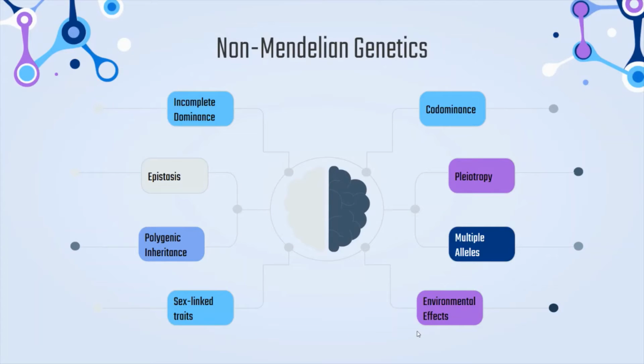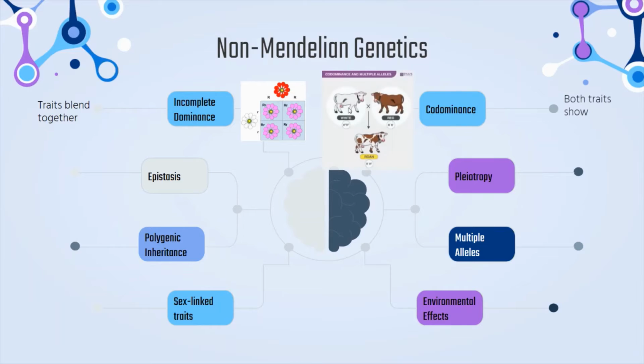Now let's talk about the many types of non-Mendelian genetics, or exceptions to the standard cross. Incomplete dominance is when the traits blend together. So in this case, when a homozygous red plant mixes with a homozygous white plant, we will get a capital R and a lowercase r. And all of those plants, rather than being either red or white, will become a mixture of them, or pink. Codominance is when both traits will actually show.